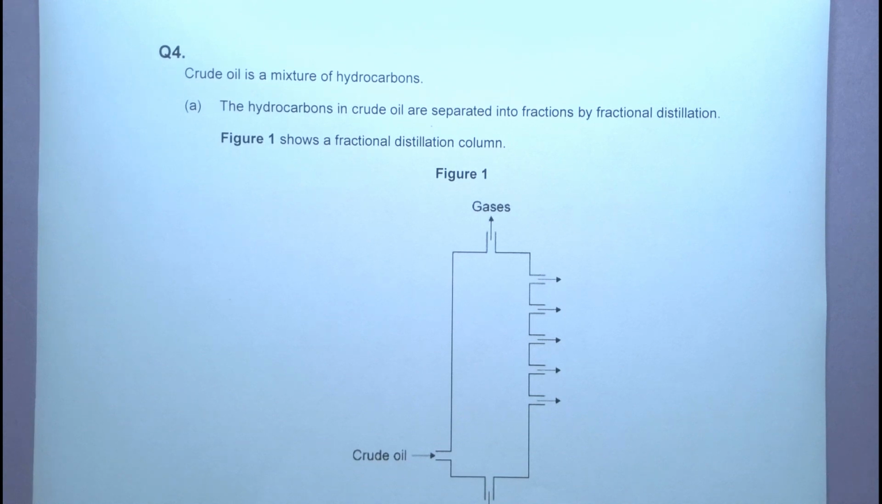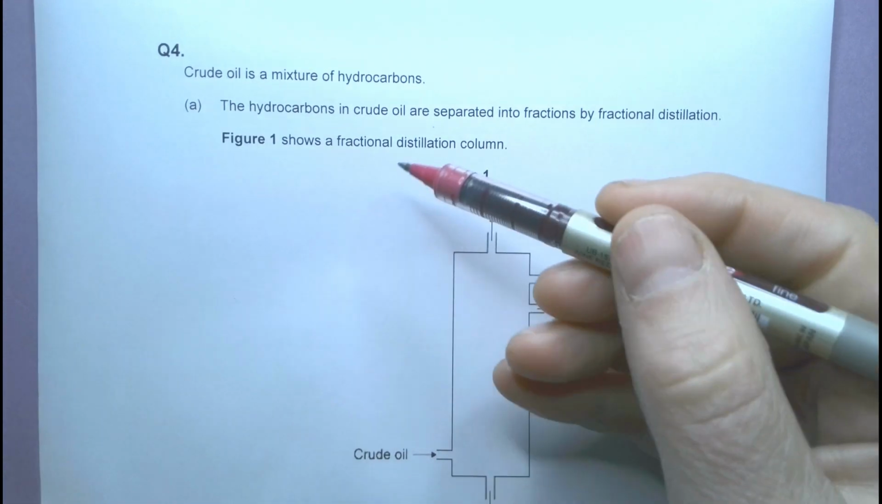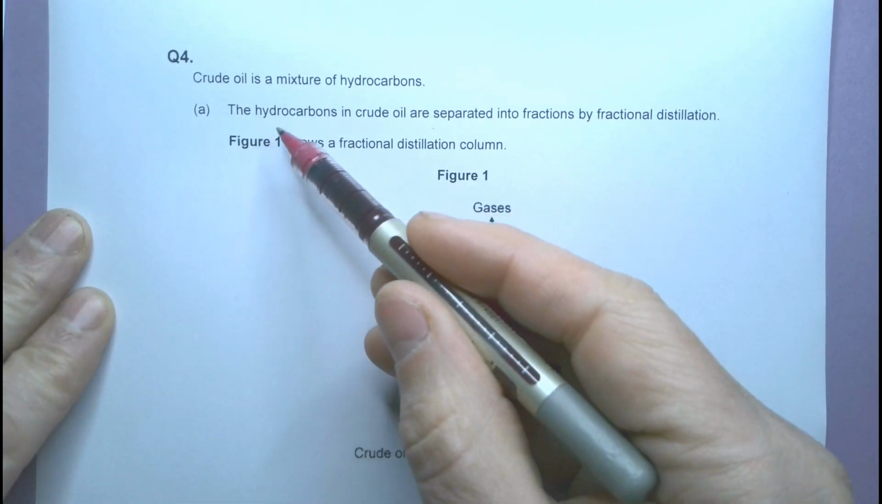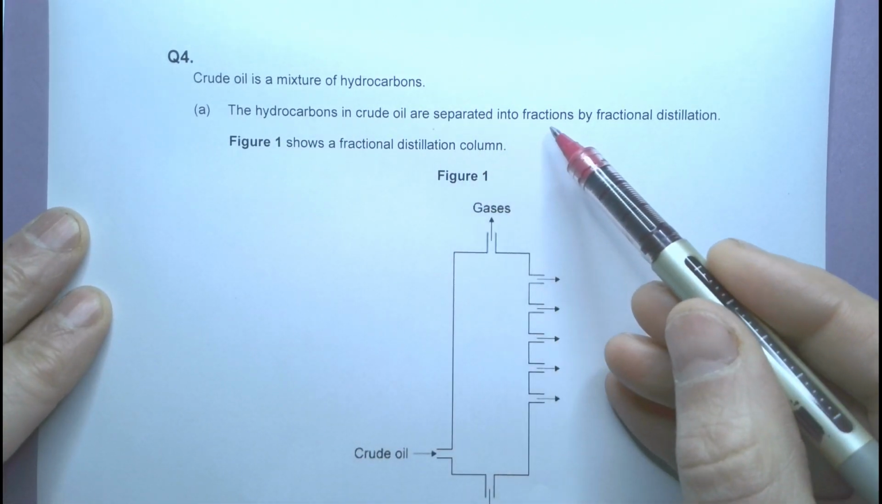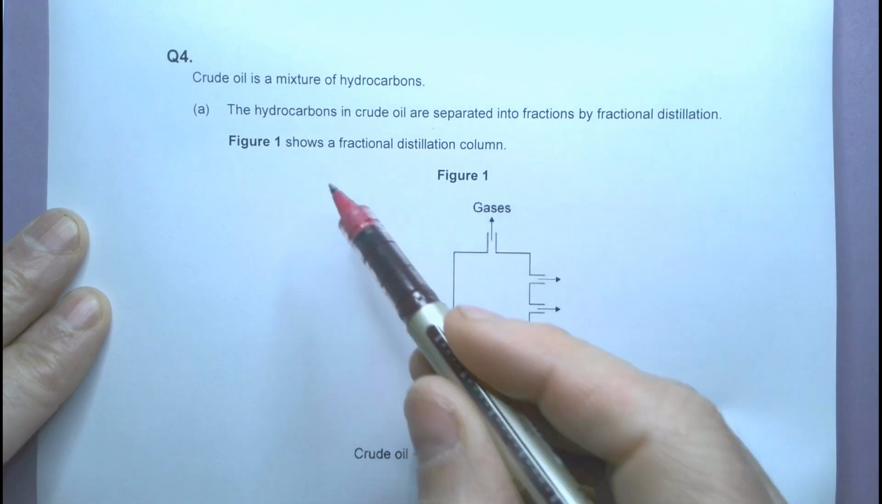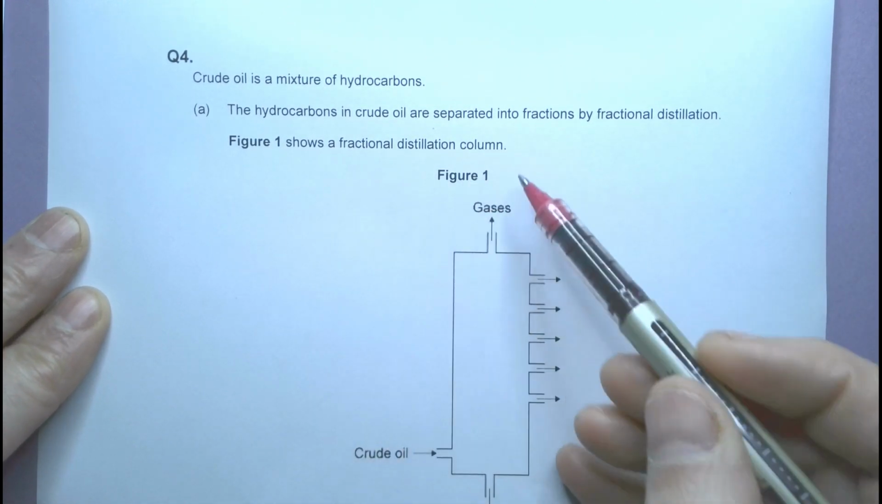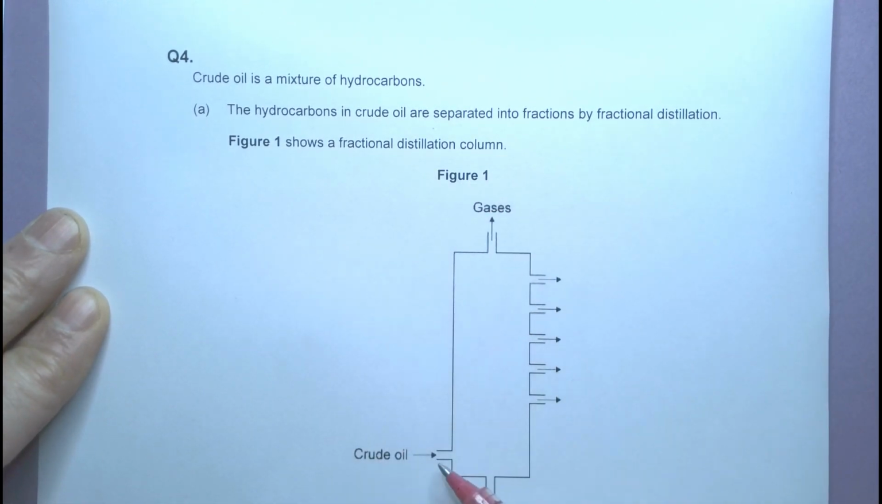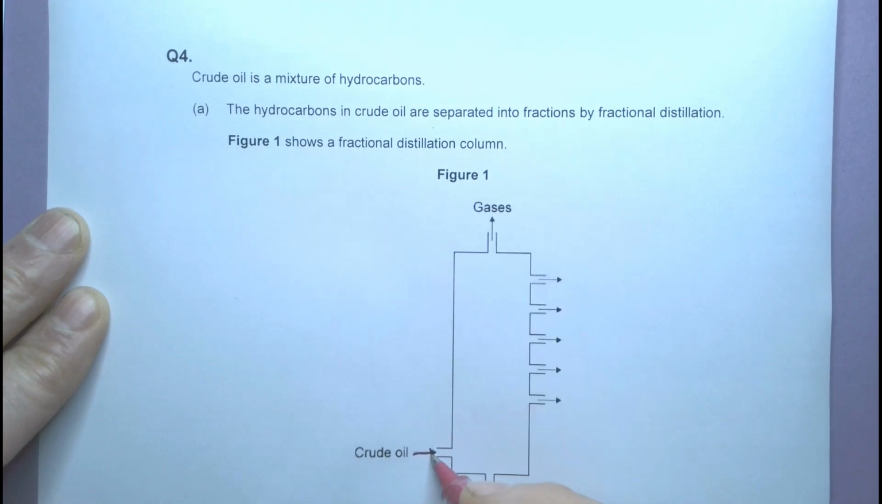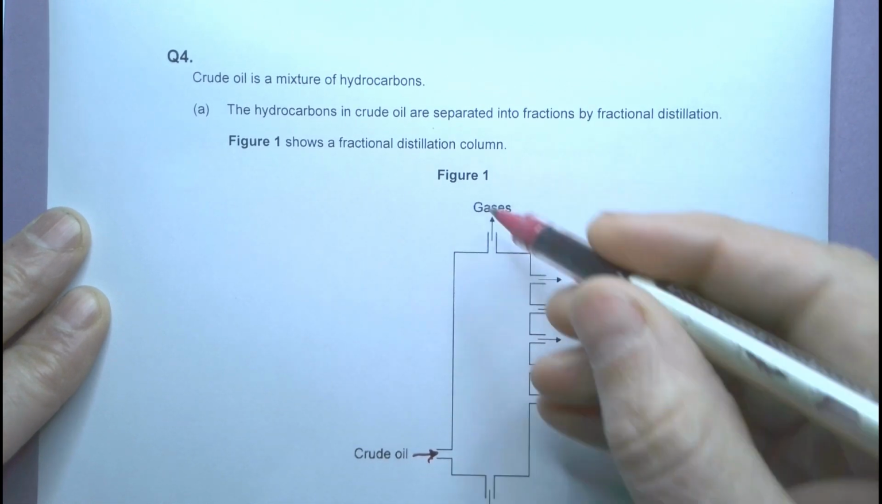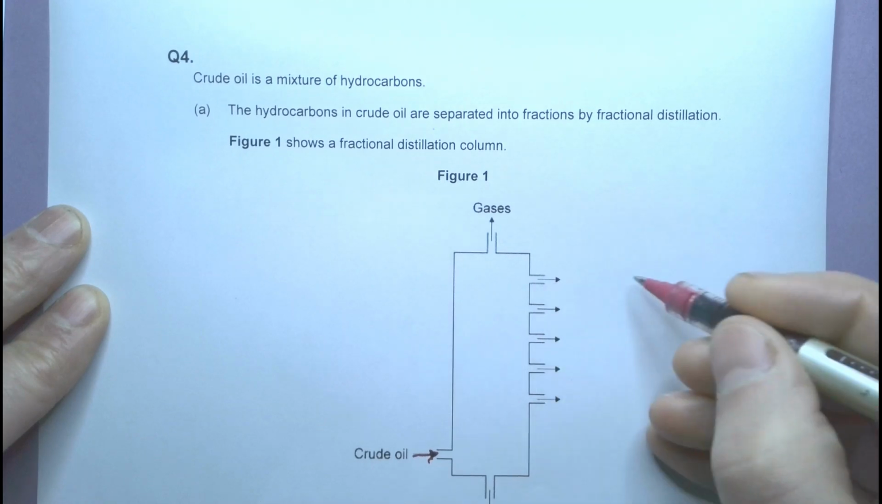Question 4a. Crude oil is a mixture of hydrocarbons. The hydrocarbons in crude oil are separated into fractions by fractional distillation. Figure 1 shows a fractional distillation column. That's here, so the crude oil comes in there, and then the gases go at the top, the bitumen comes at the bottom, and the other fractions go at the side.